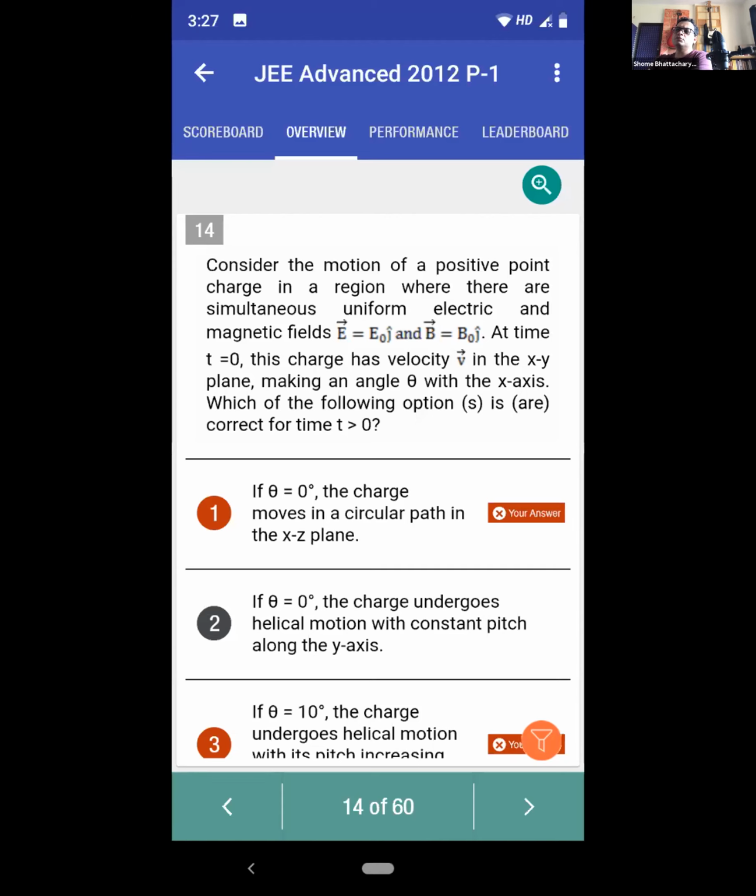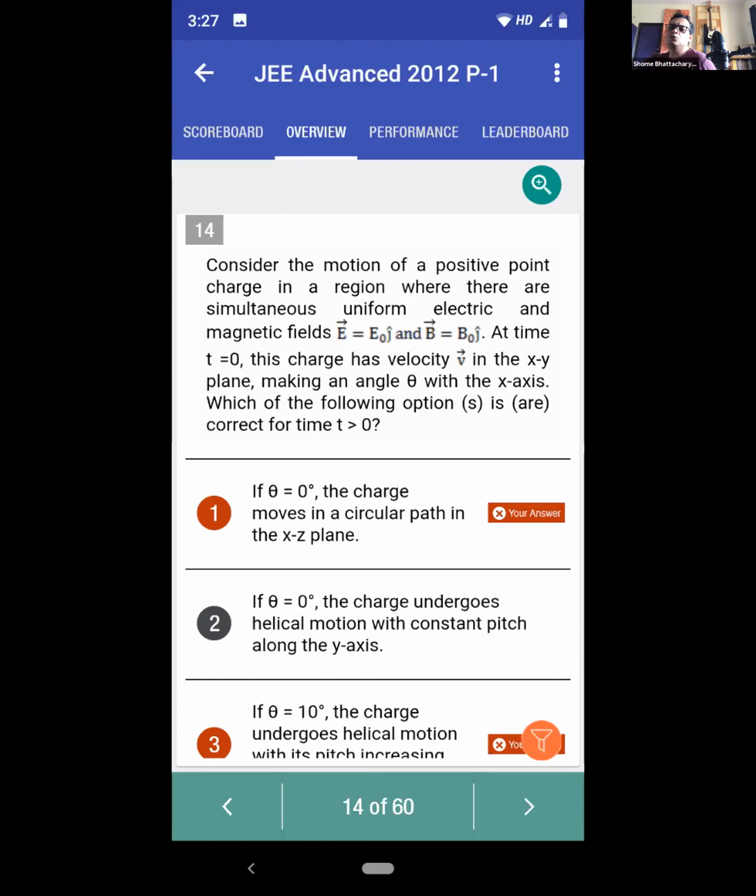So in the xz plane, there will be uniform circular motion, but along with that, along the y-axis, there will be uniformly accelerated linear motion. So what type of motion will it be? A helical path, but with a constantly increasing pitch.